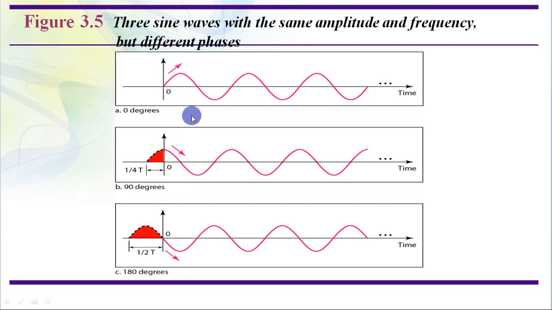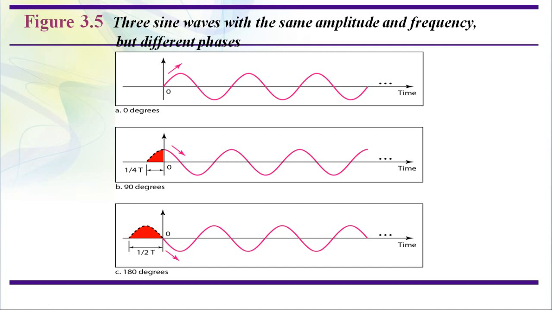So in this diagram the amplitude and frequency are the same. If you consider the amplitude of all the figures, the amplitude is the same and also the frequency is the same. Here the frequency is 3 hertz, here also 3 hertz, here also 3 hertz. The only difference is that the first figure starts from 0 degree, the second starts from 90 degree, and the third one starts from 180 degree. So the phase of the first figure is 0, the second one is 90, and the third one's phase is 180. So this is the phase.